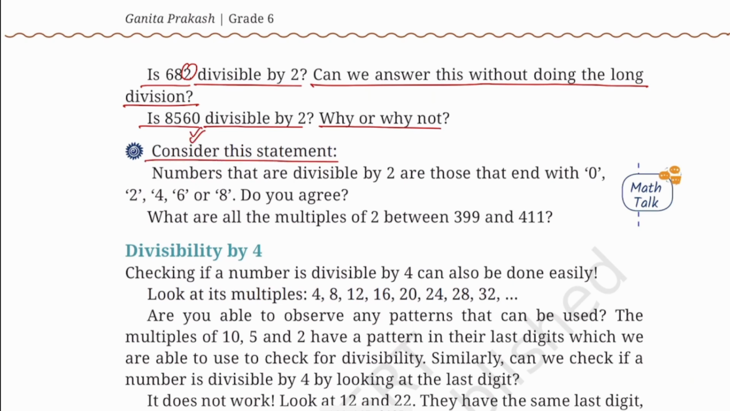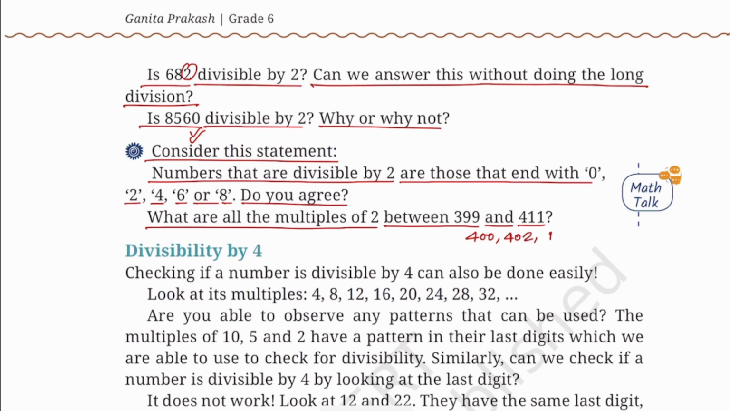Consider this statement. Numbers that are divisible by 2 are those that end with 0, 2, 4, 6, or 8. Do you agree? What are all the multiples of 2 between 399 and 411? The answer is 400, 402, 404, 406, 408, 410.